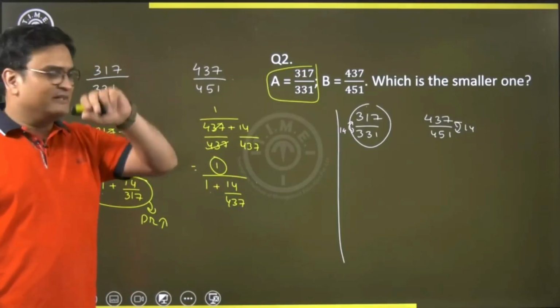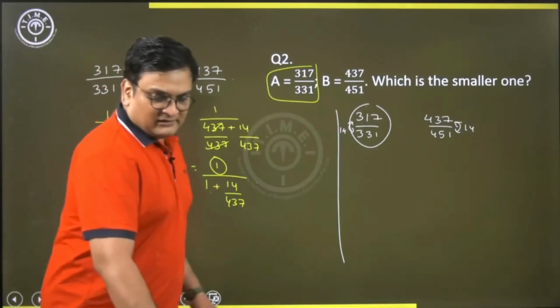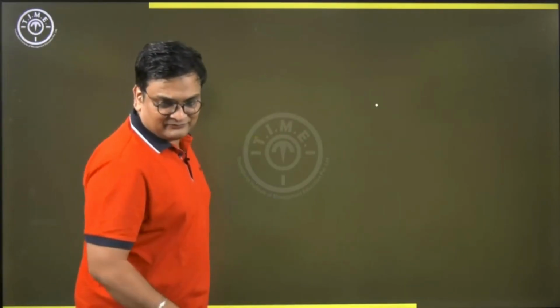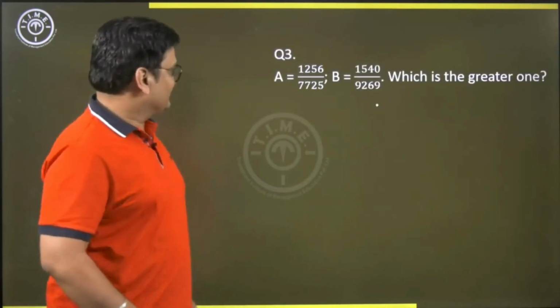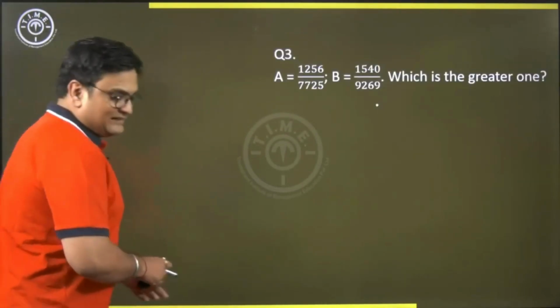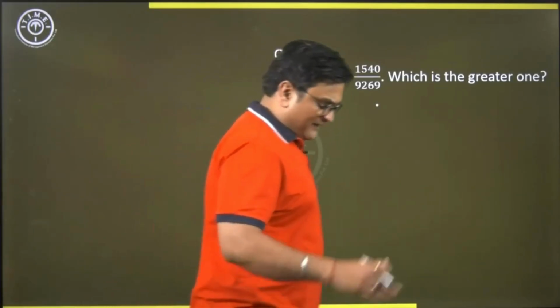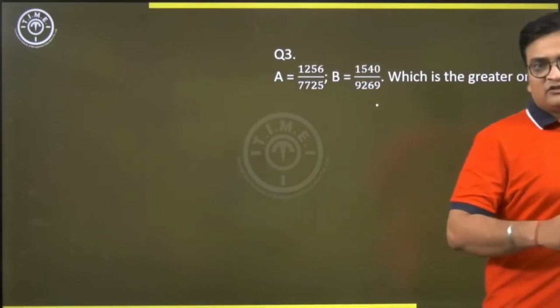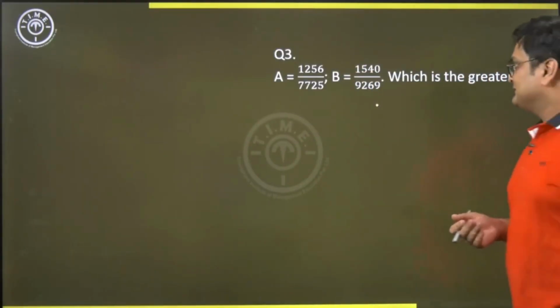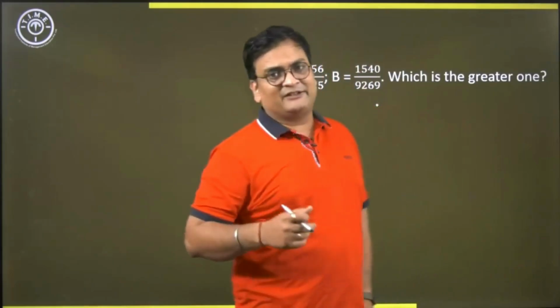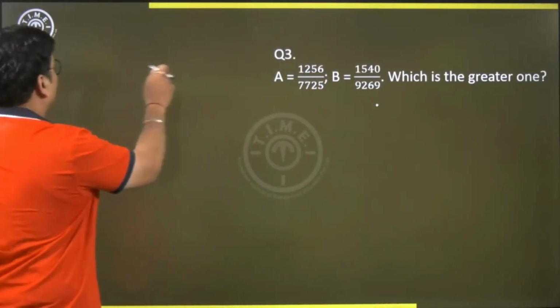So this is the second question. I have one more question. Let us also try to do this. So this is slightly bigger one, right? Which is the greater one? So we have to find out which fraction is the bigger of the two. So let's see which approach can we use here. So 1256 by 7725 is the first fraction.